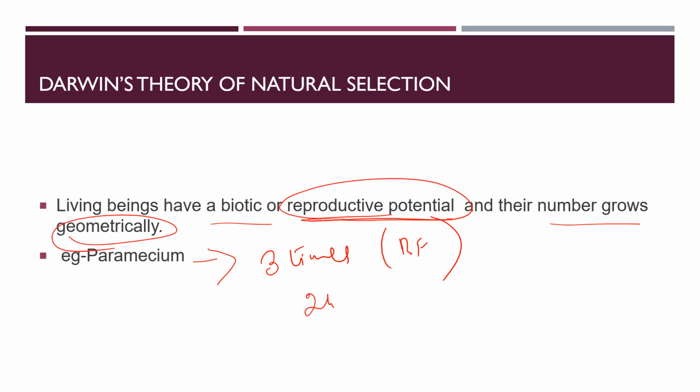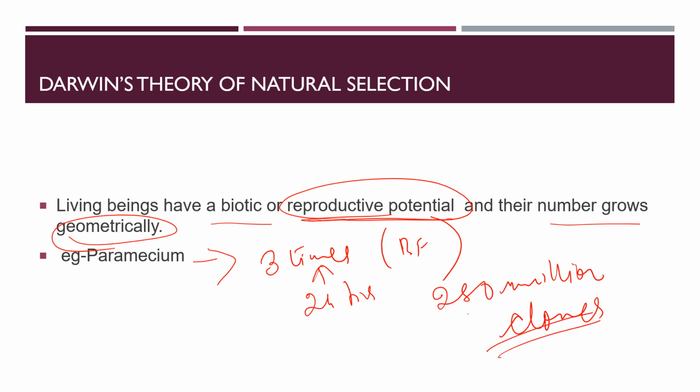it can divide 3 times. At this rate it can produce 280 million clones. So it is producing 280 million clones, which is a huge number. And in 5 years it can produce a mass 10,000 times the size of the earth.